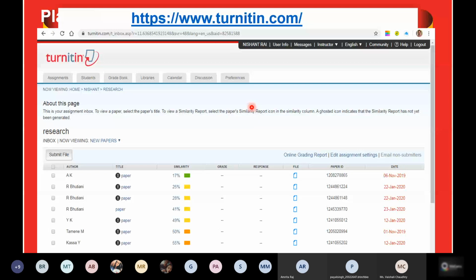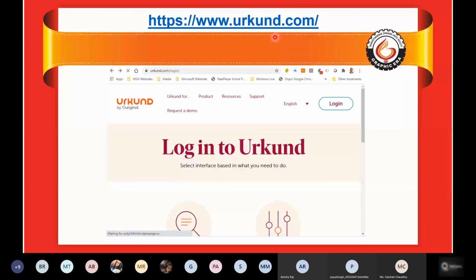Another such software is Orkund, which is also provided by the university, right? Researchers also check the published written papers using the software. So this is for your information: once you write a paper, or any kind of project, you can ask your professor or mentor to check the plagiarism.